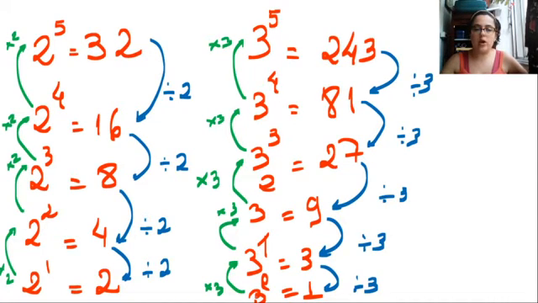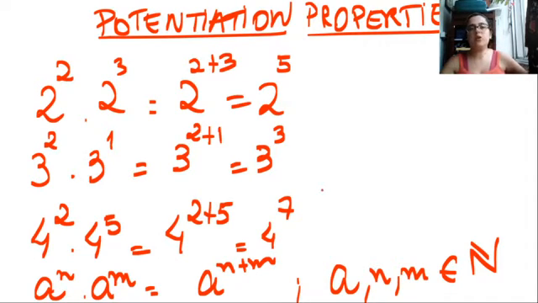So, if I want to pass from 3 elevated to 0 to the next power, I multiply by 3 because my base is 3. And the same way, if I want to move on again, I multiply by 3. So if I go forward, I multiply by the number that I have in my base. If I want to go back, I divide by the number I have in my base, okay? So coming back, I divide, going forward, we multiply. Now we are going to have a look at some potentiation properties.